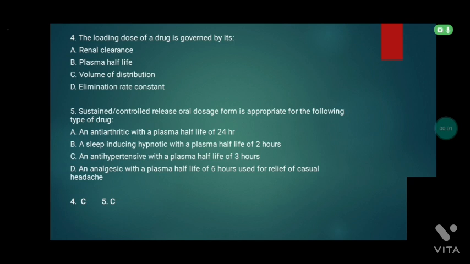And the fifth question: sustained or controlled release oral dosage form is appropriate for the following type of drug. A. An anti-arthritic with a plasma half-life of 24 hours. B. A sleep-inducing hypnotic with a plasma half-life of 2 hours. C. An antihypertensive with a plasma half-life of 3 hours. D. An analgesic with a plasma half-life of 6 hours used for relief of casual headache.